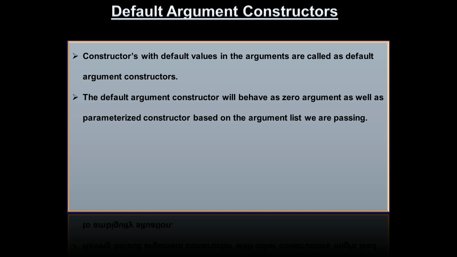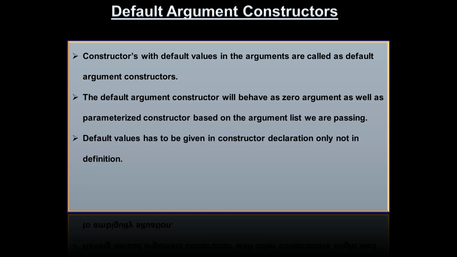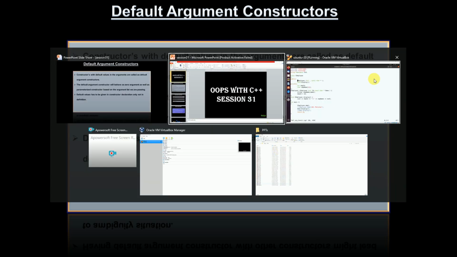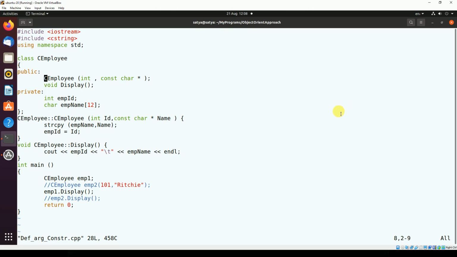Okay, so when we have this default argument constructor, this will behave as a zero argument constructor as well as a parameterized constructor also. It's based on the argument list we are passing. Now just see one example here, how we can write a default argument constructor. Now just observe this program.